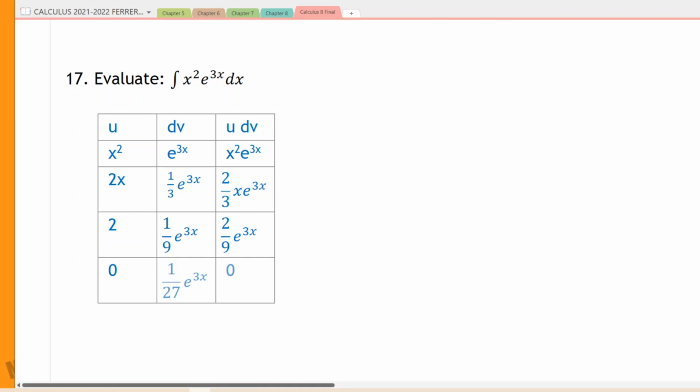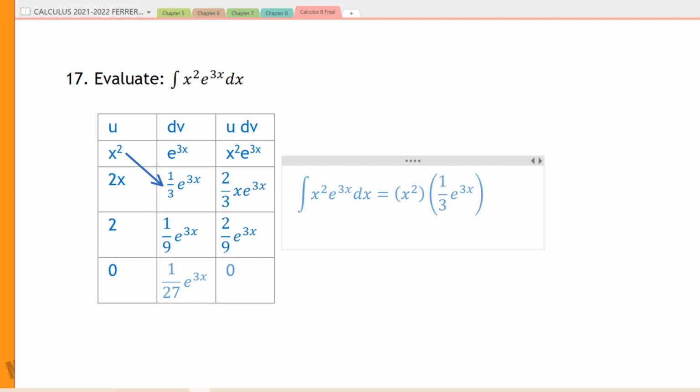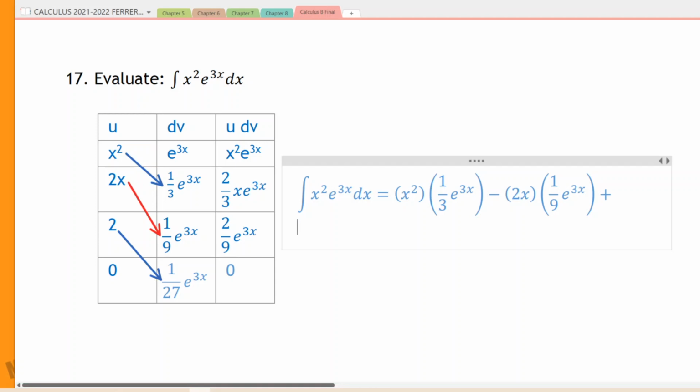And we are ready to assemble an antiderivative. Let's put it right over here. First, we multiply x squared times 1/3 e to the 3x. And then we subtract 2x multiplied by 1/9 e to the 3x. And then we add 2 multiplied by 1/27 e to the 3x. And then now I'm at the situation where the next line is 0. So I'm just going to stop here and add my constant.